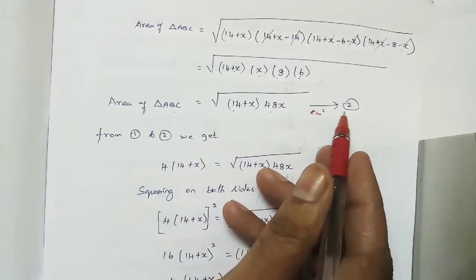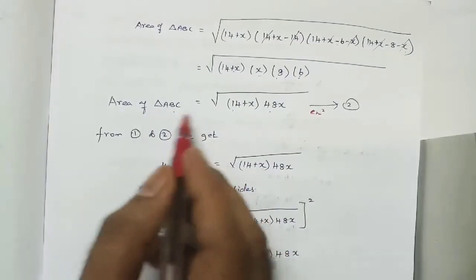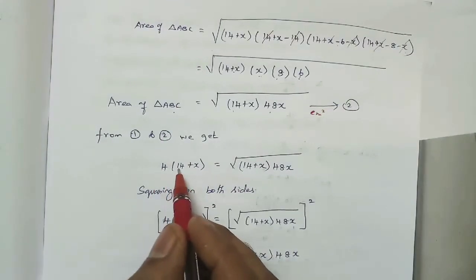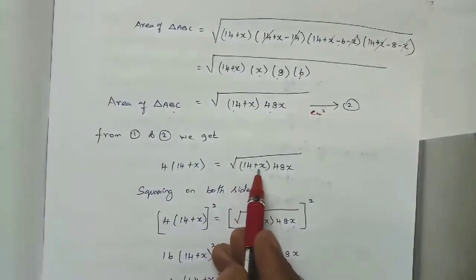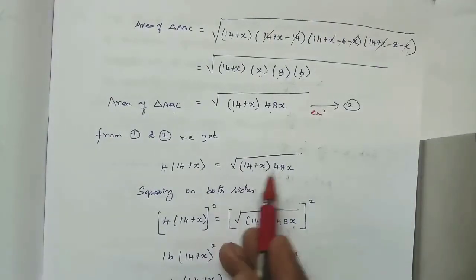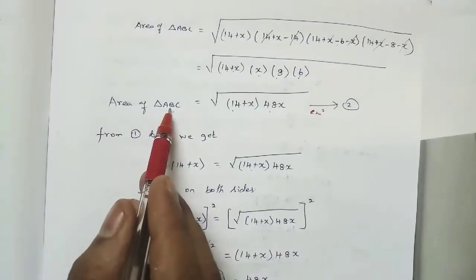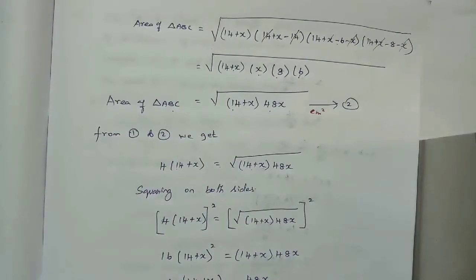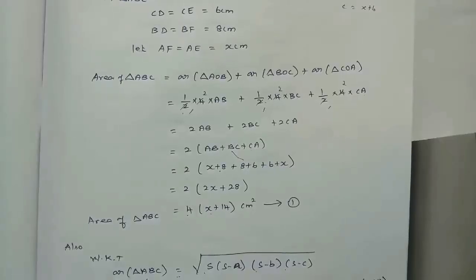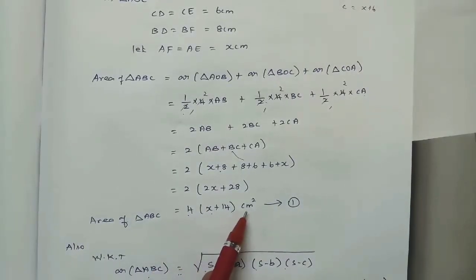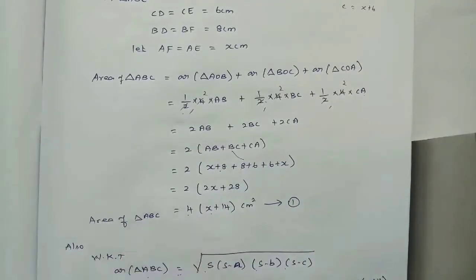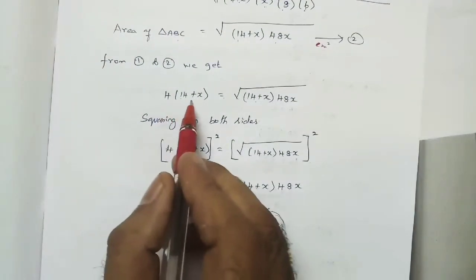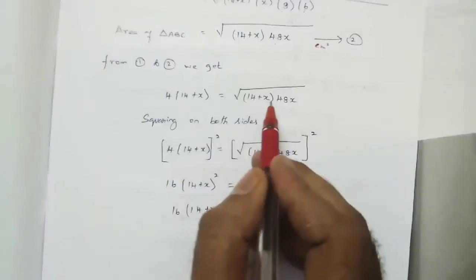I'm just taking this as equation number 2. From 1 and 2 we get, I'm just equating 1 and 2: 4 into 14 plus X is equal to the square root of 14 plus X into 48X. Understood? Just equating. We got the area of triangle ABC by using Heron's formula, and we got the area of triangle ABC by using half into base into H, that is 4 into X plus 14 centimeter square. Both are the area of triangle ABC only. Just equating, we are getting 4 into 14 plus X is equal to the square root of 14 plus X into 48X.